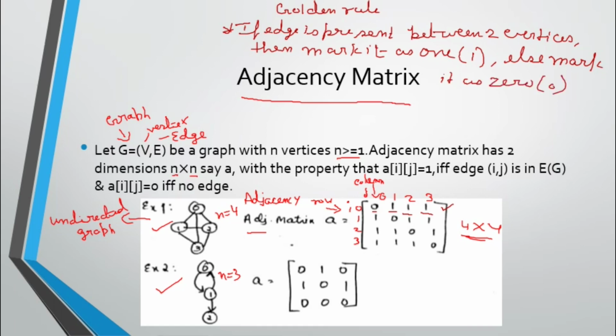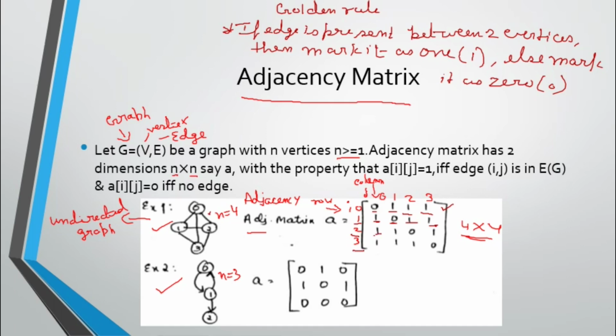Next we'll take vertices 1 to 1. Do we have an edge? No. Then 1 to 0, do we have an edge? Yes, 1 to 0 we have an edge, and in an undirected graph (0, 1) is equal to (1, 0), so it is 1. 1 to 2 also we have, if you see the graph you can understand, and 1 to 3 also we have. The same thing we do for the second vertex and third vertex. We observe that from the second vertex to the 0th vertex we have an edge.